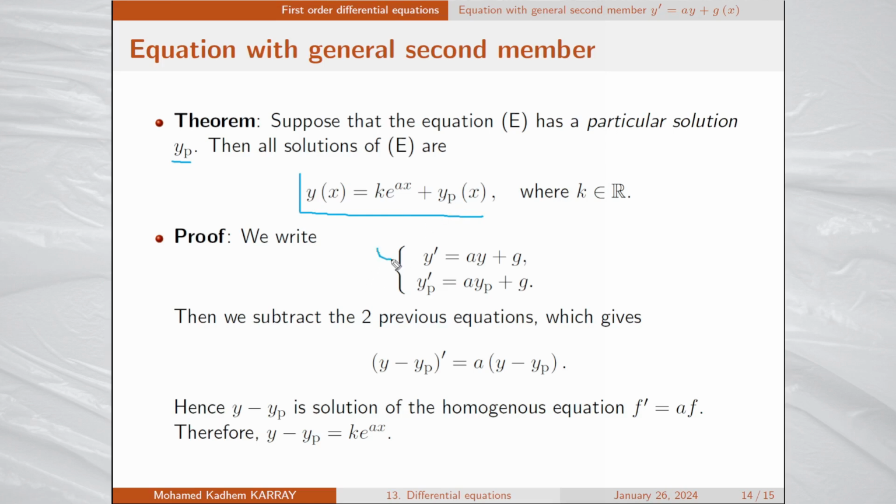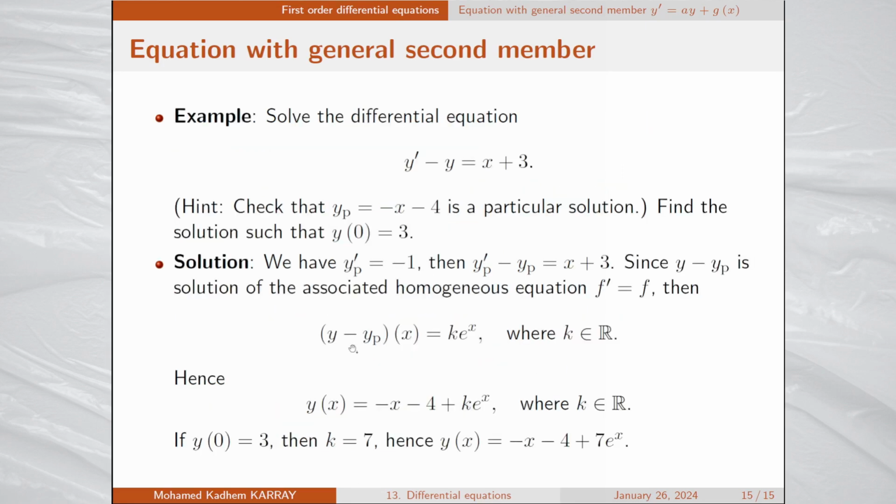We write firstly that y satisfies the equation and also yp, the particular solution, satisfies the equation. Now we subtract the two previous equations and we get that y minus yp satisfies this equation here. So we denote by f this quantity y minus yp, and we use that f prime equals af. So the function f satisfies the homogeneous equation, which admits as solution k exponential ax. So we get that y minus yp equals k exponential ax, which is exactly the statement in the theorem.